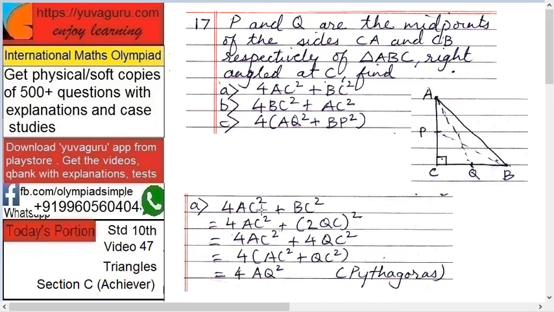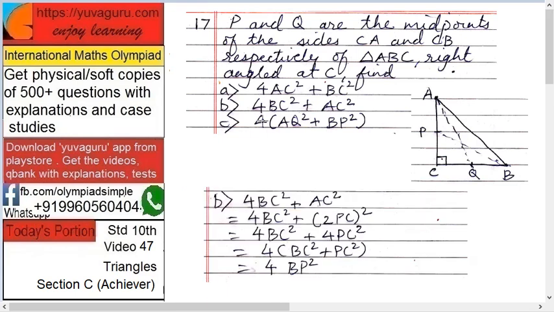4 AC square plus BC square equals to, here 4 AC square plus, what is BC? BC is this, so 2 into QC, right? But what is 2 QC the whole square? 4 QC square. Take 4 common. So 4 into AC square plus QC square. So what is that? That is AQ square by Pythagoras theorem, right? Base square plus height square equals to hypotenuse square. That's the required answer.